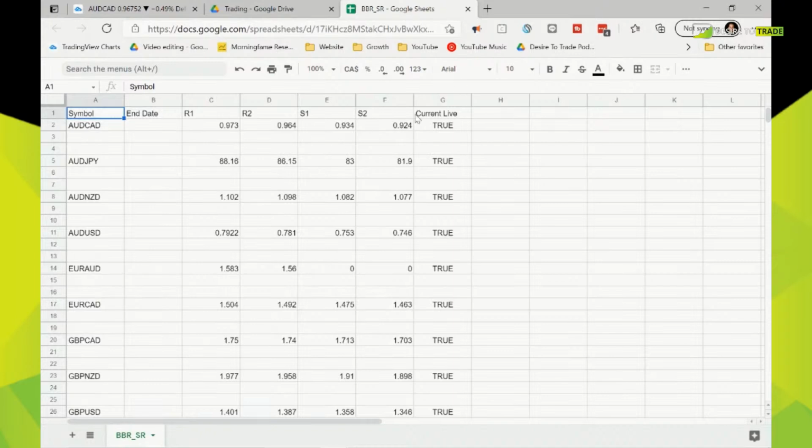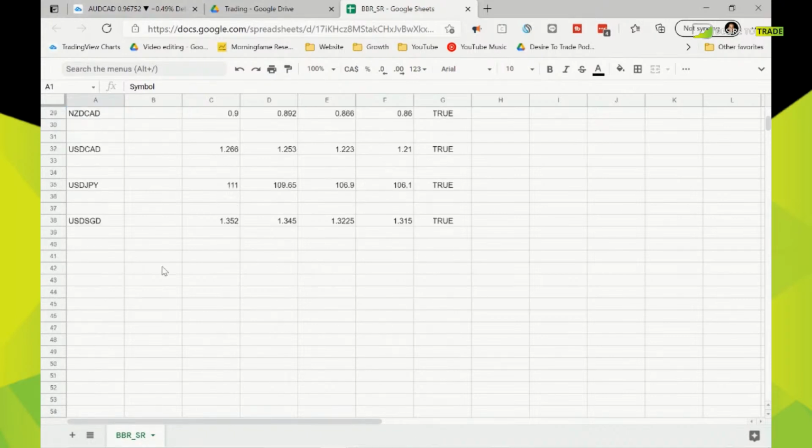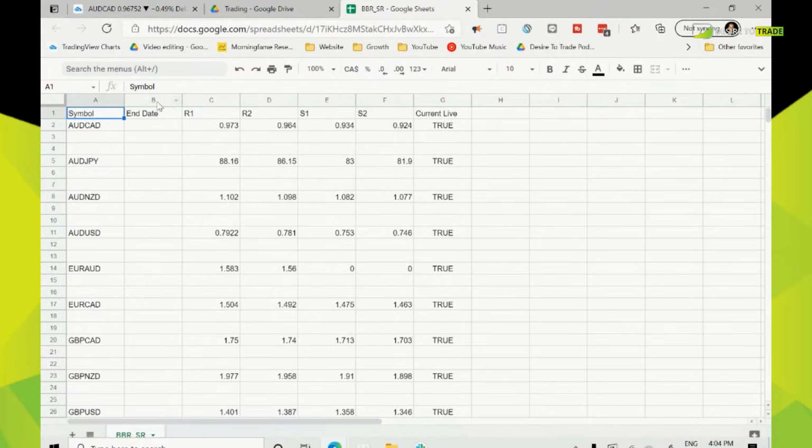So this is really awesome that he did that. What that does is pretty simple. You put here your symbols, the symbols you trade. You'll see I trade a couple here. I removed a few recently, but those are the ones that I trade. Here you see the end date.